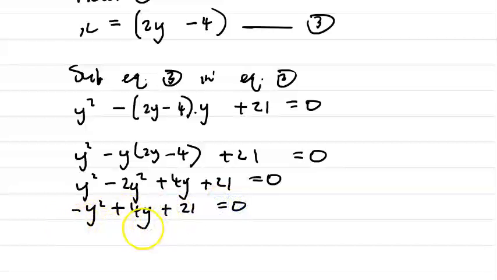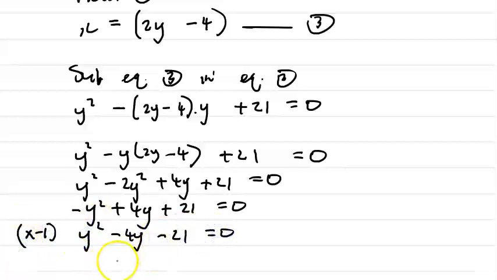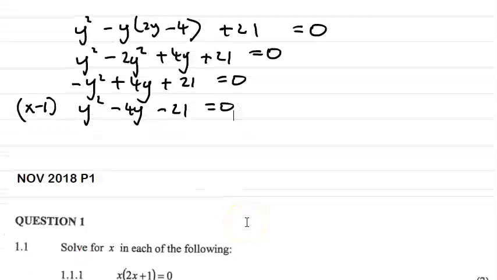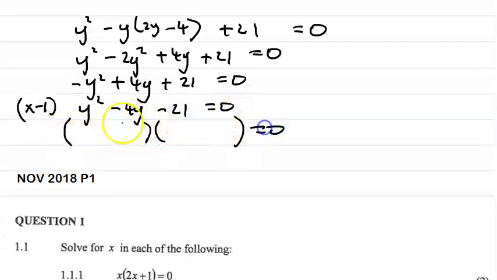Then I just want to now factorize this. The easiest way for me to factorize here is to multiply across by minus 1, which will leave me with y squared minus 4y minus 21 equals 0. So I'm looking now for the factors of 21 which, when multiplied together, give me minus 21, and when added together give me minus 4. So let's start with this y squared here. Y squared is y times y.